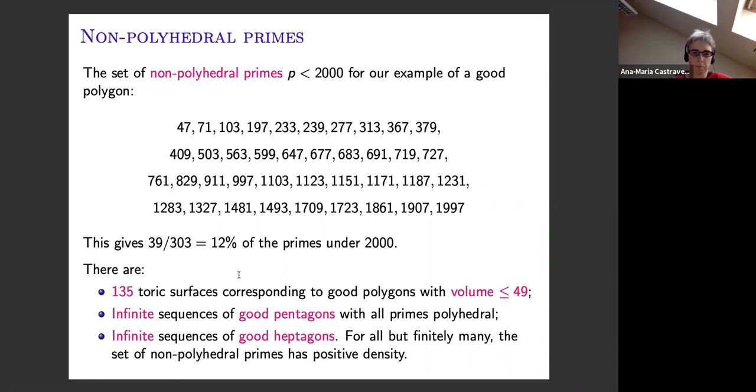You can also look at the pentagons, and you can construct an infinite sequence of pentagons such that each of these pentagons is a good pentagon, so in characteristic 0 they give examples with non-polyhedral effective cone, but for any prime, the effective cone will actually be polyhedral. There are many other examples, but you can also construct infinite sequences of good heptagons. And for all but finitely many of these, the set of primes which give you non-polyhedral effective cones has positive density.